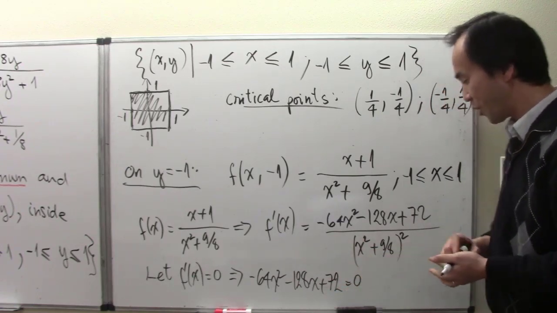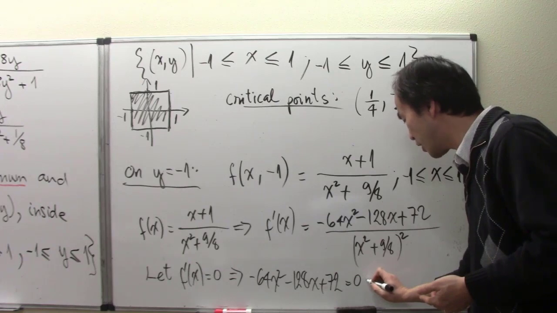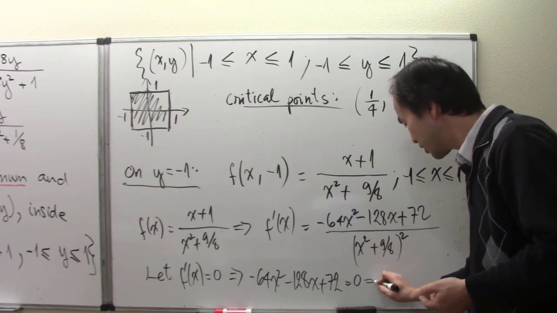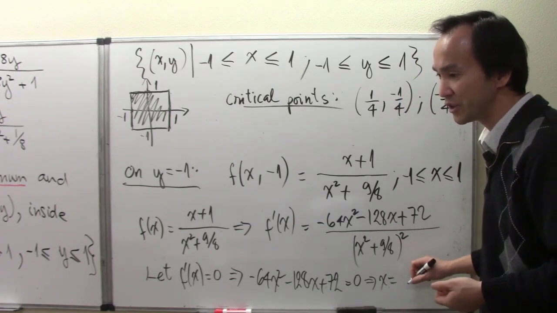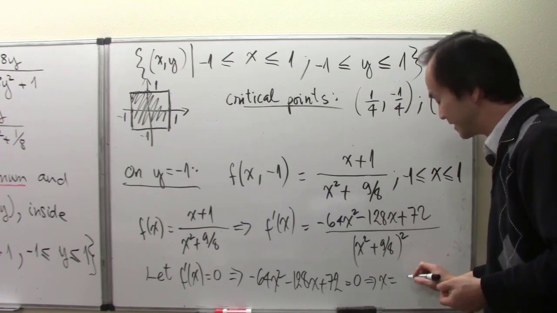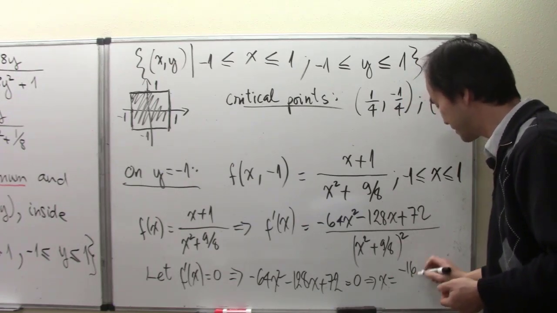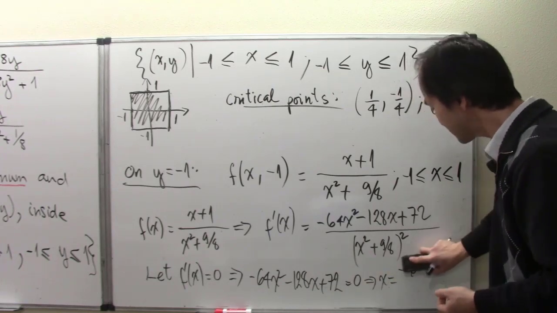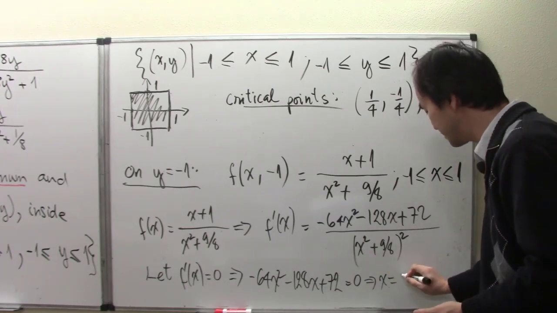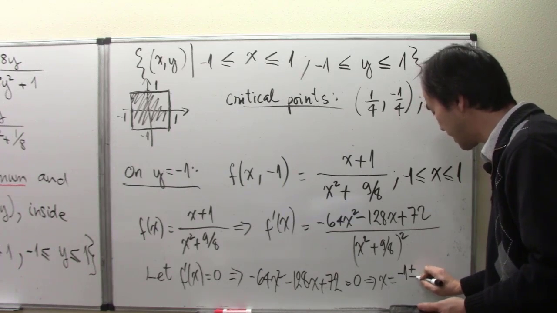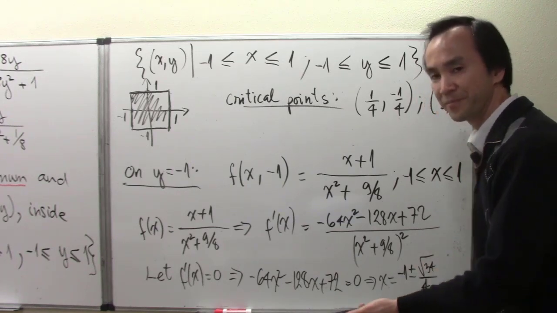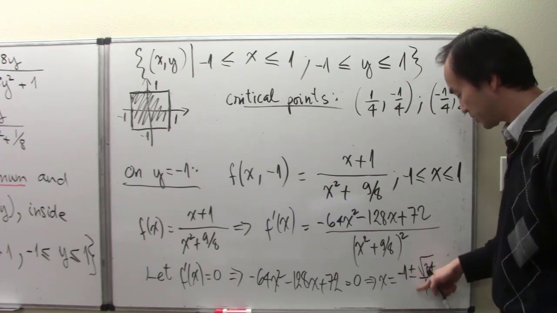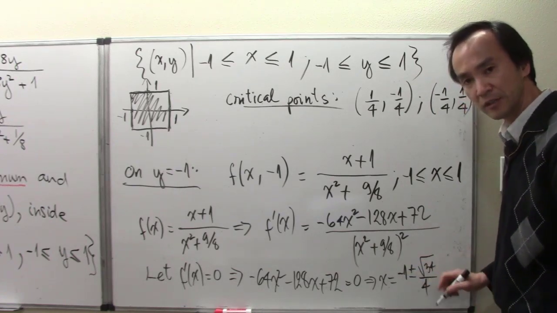And then from this equation here, solving this equation right here, we end up with two values. The two values are minus 1 plus and minus square root of 34 over 4.